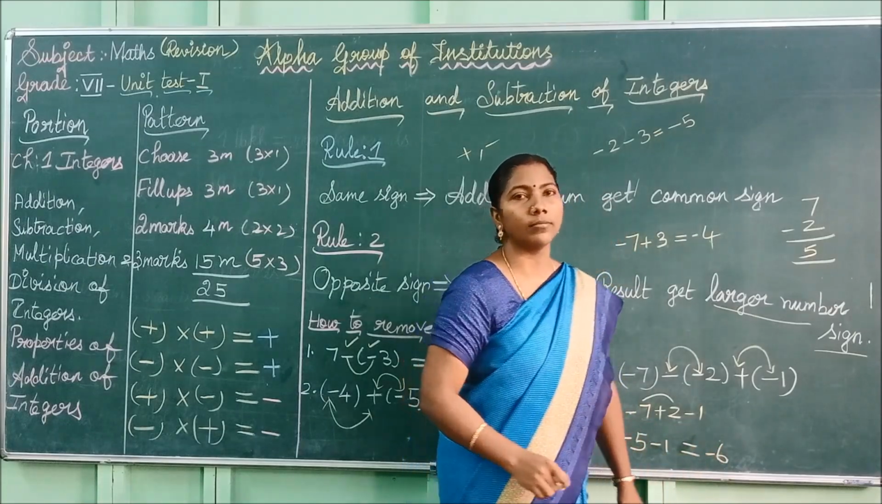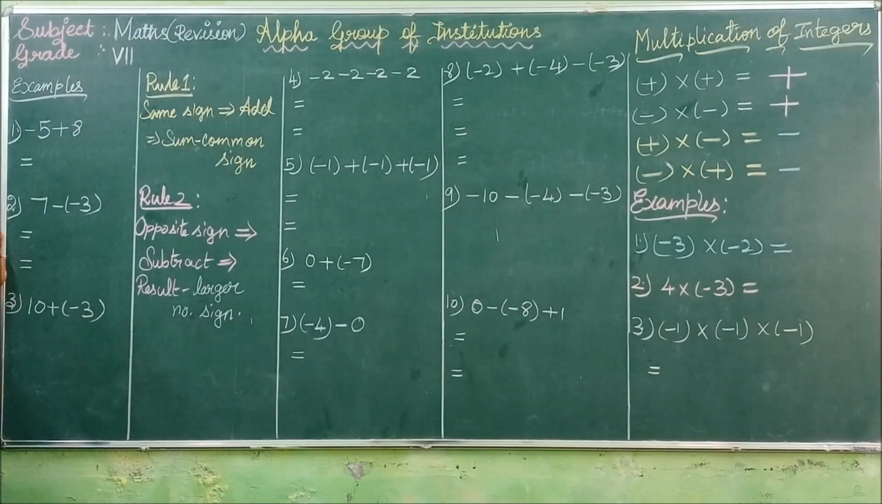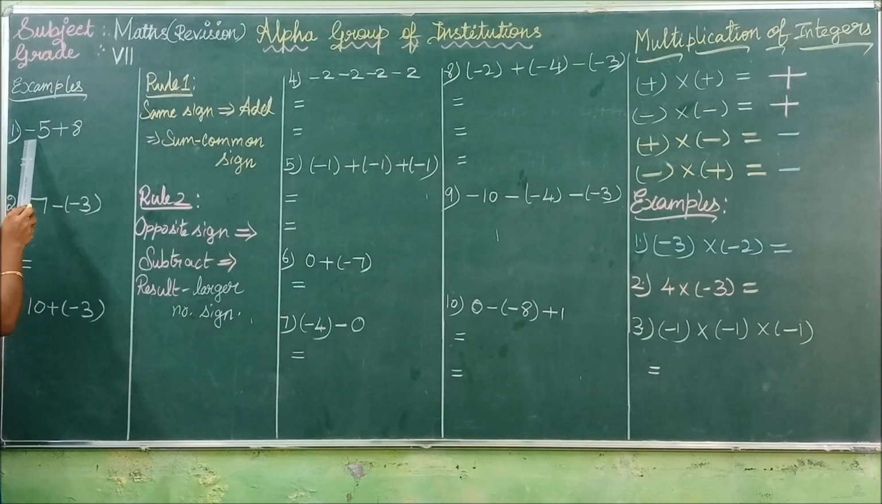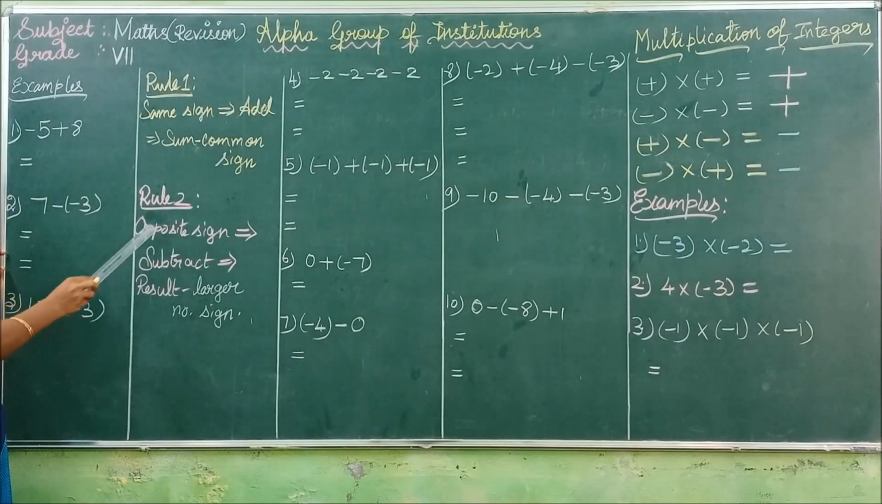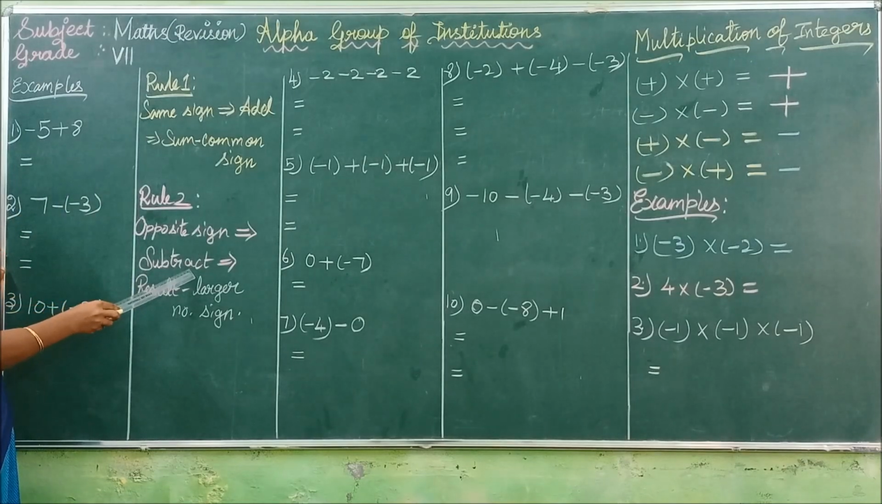Do you understand, children? Let us see some more examples. See here, the given integers are minus 5 and plus 8. So they are in opposite sign. Opposite sign means you have to follow rule 2. So opposite sign means you have to subtract here.